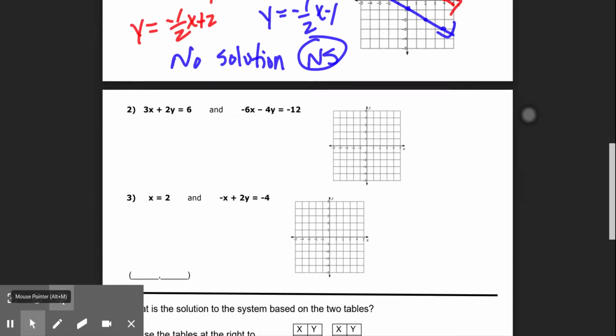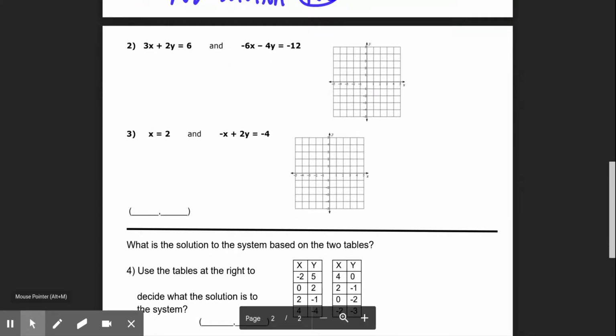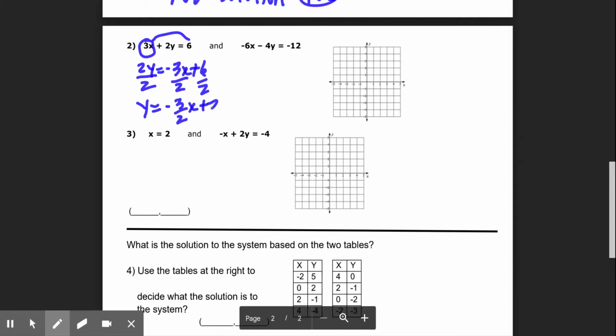All right, let's look at the back page. So we're going to do the same thing here on number 2. We're going to solve for y. So you're going to move that over. So you have 2y equals the positive 3x becomes -3x plus 6. And then we're going to divide everything by 2. So we have y equals -3/2x plus 3.